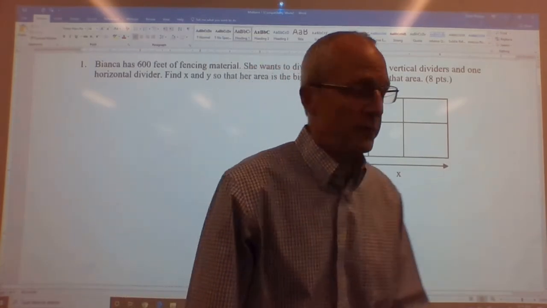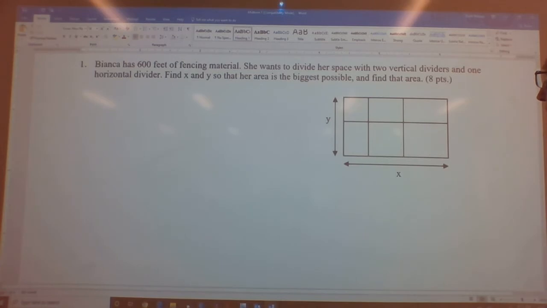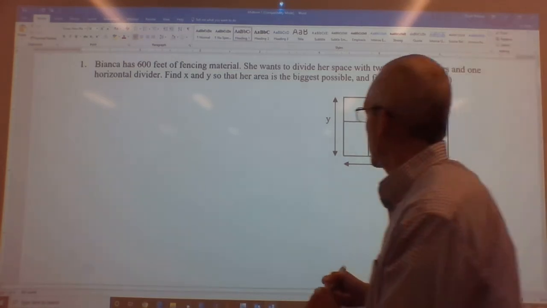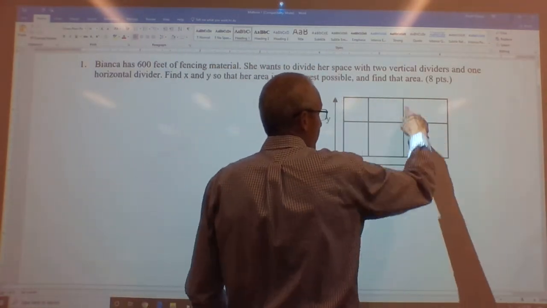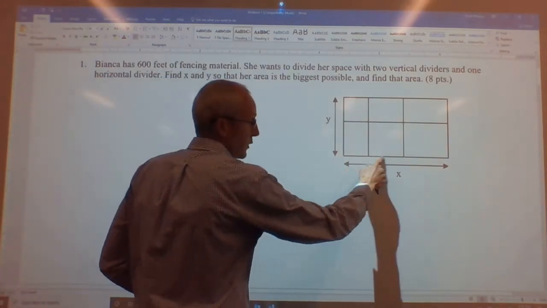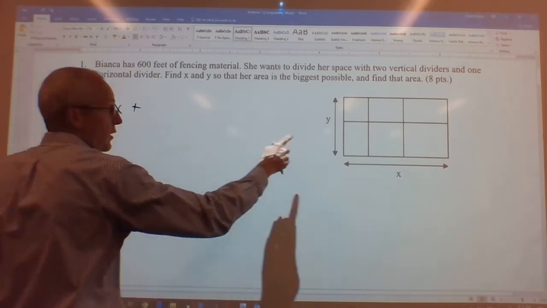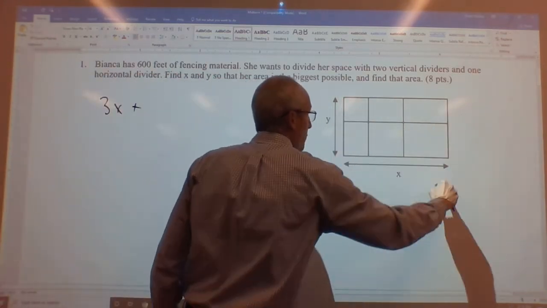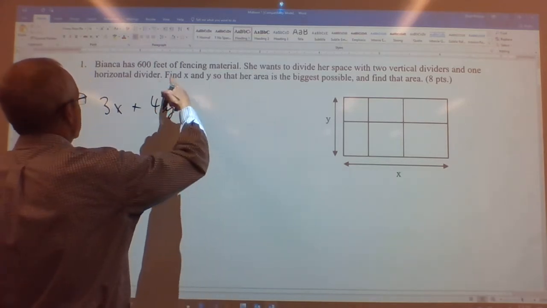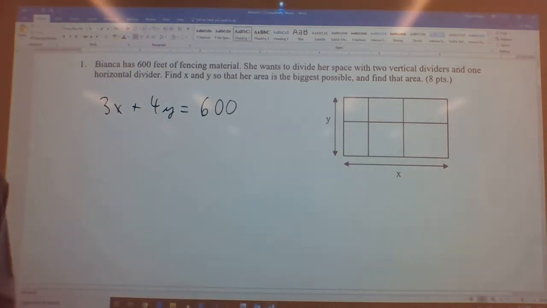So let's see, the first one, we have this shape. You want to make the area as big as possible, but you want to have one horizontal divider and two vertical dividers. Therefore, our perimeter, so we add up all the fences, we have three x's, 1, 2, 3, and then we have 1, 2, 3, 4 y's, right? And all those lengths of fencing have to add up to 600 feet. So we'll say 600. That's how much fencing we have.